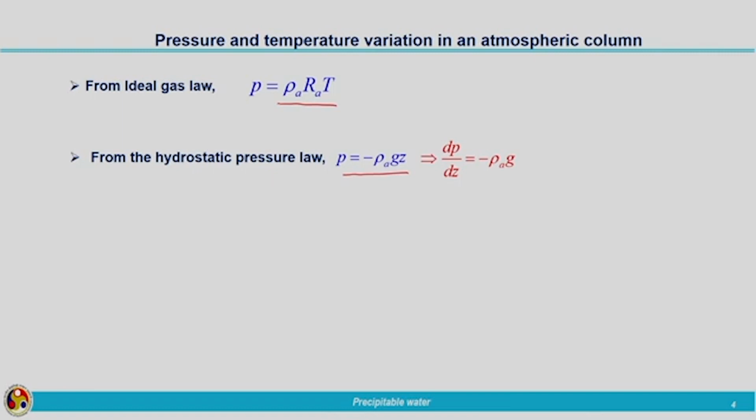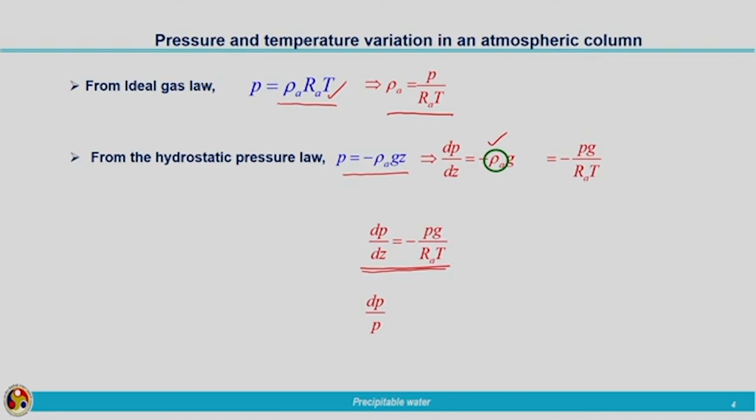So, here we have rho A, density of moist air, and in this expression also we have rho A. We will make use of the expression based on ideal gas law to get the density of moist air, that is rho A is equal to P divided by RA T. This expression for density of moist air we will substitute here in dP by dz. So, it will take the form minus P g divided by RA T. dP by dz is equal to minus P g divided by RA T.